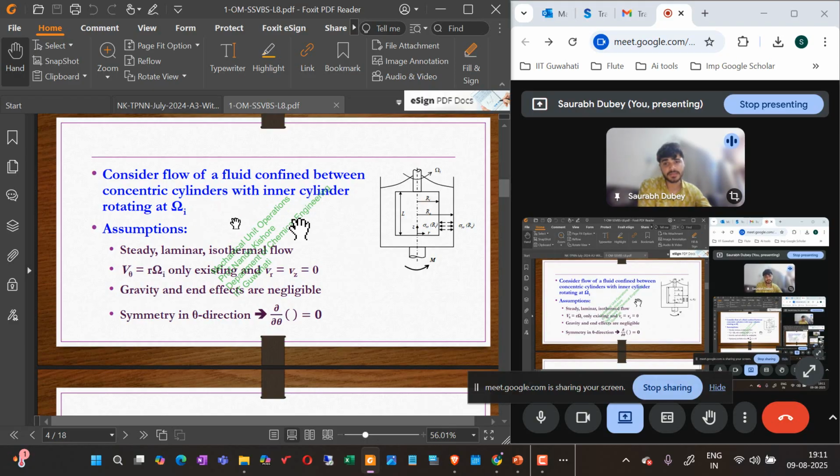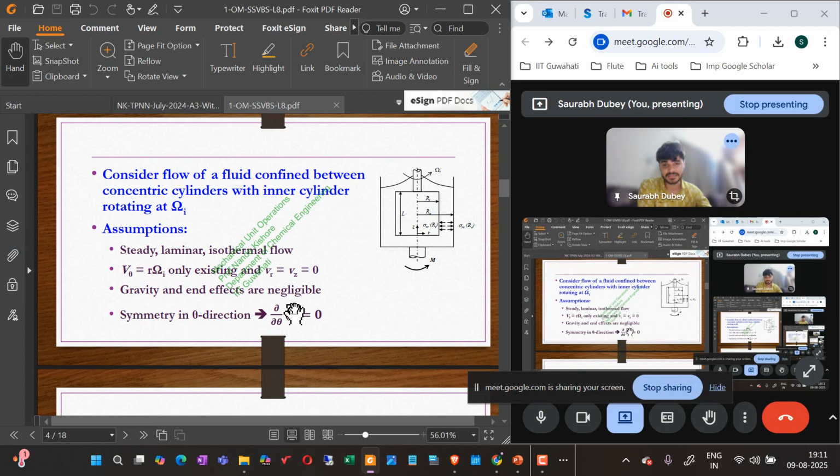So in this, the basic assumption is, first, that you have to consider flow of the fluid confined between the concentric cylinders with the inner cylinder rotating. There are different cases where the outer and inner are both rotating, or there is a relative rotational velocity difference between them; those are different things that will be taken care of in the upcoming slides.